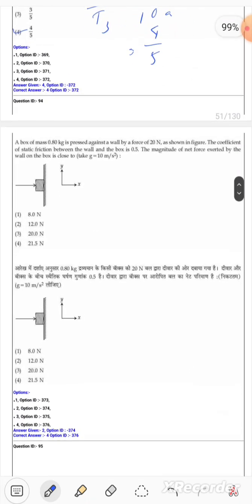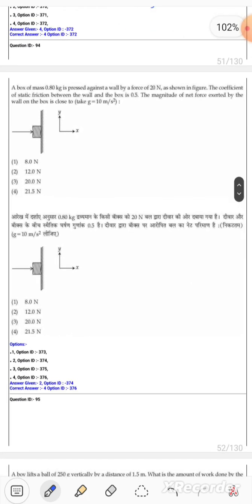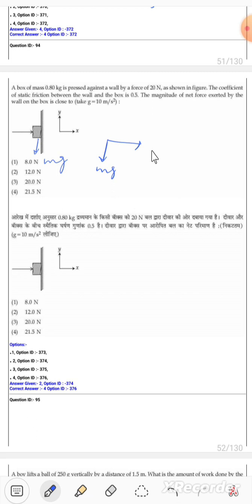Moving to question number 94, it is a little bit tricky one. Now there is a box of mass 0.8 kg. So the weight of the box will act in the downward direction, and weight, we know, is mg. It is pressed against the wall with a force of 20 newton. So there are two forces acting on this one, mg and 20 newton, and the resultant will act in this direction by the external forces. So the wall will give the reaction force on this one in this direction.